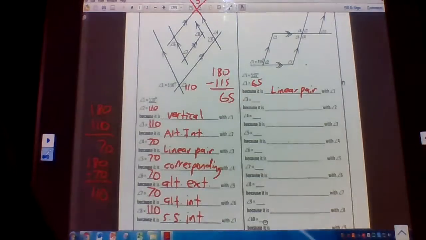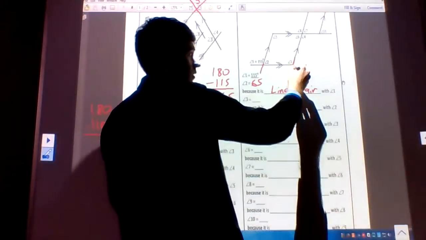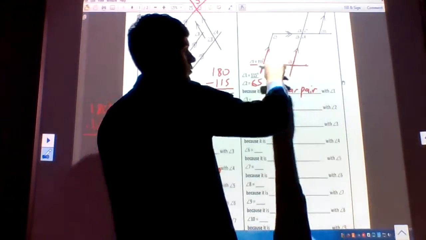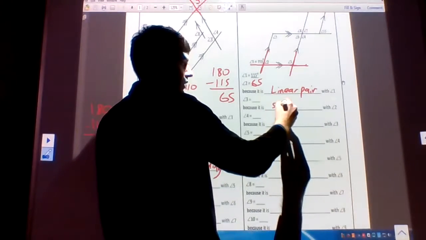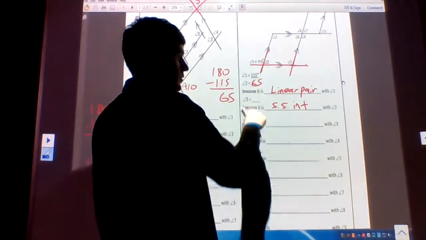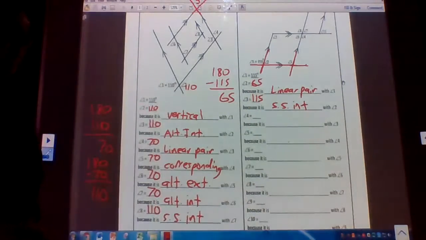Okay, 2 and 3. So again, we imagine we have these lines going forever. So 2 and 3 are going to be same side interior angles. So again, I'm just going to put SS, same side interior. They're supplementary, so we do 180 minus 65, which gives us 115.